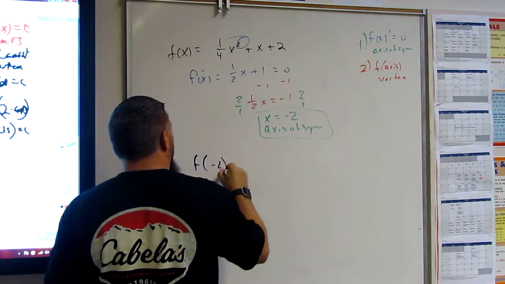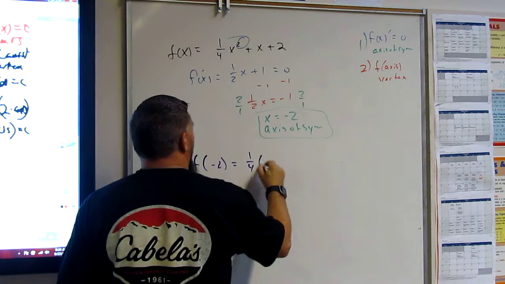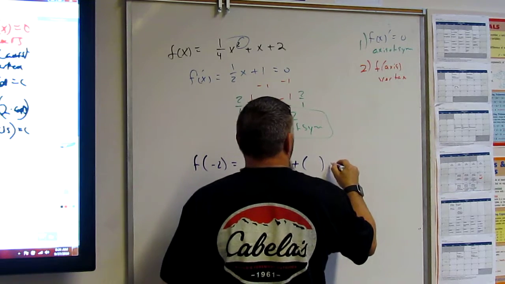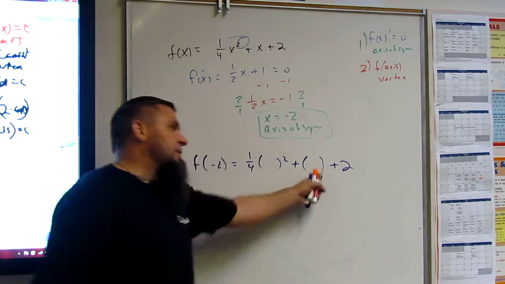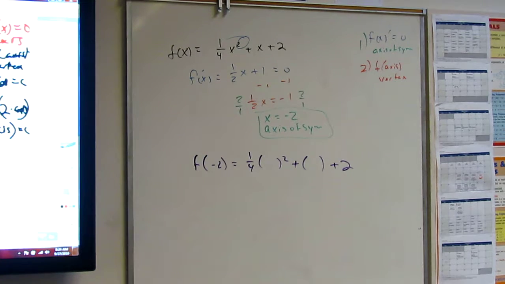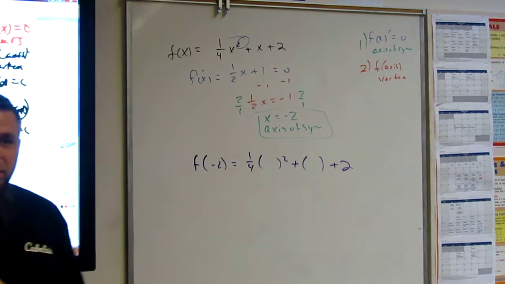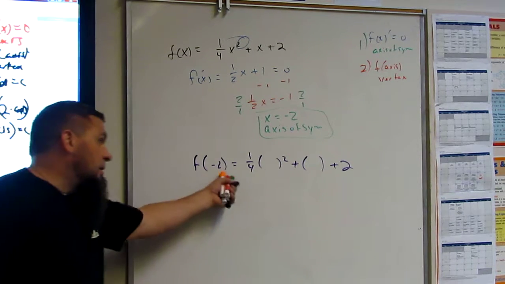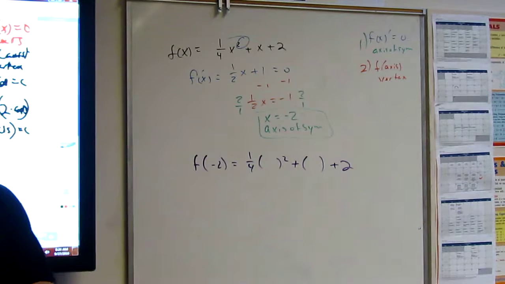F of -2 is equal to 1/4 times squared plus. Notice I do this. Guys, get used to this. When you see x's, put in a parenthesis. Believe me, get used to it now, because when we have the quadratic formula in 2 weeks, we're going to be doing a lot of it. And you need to get used to just plugging this in.